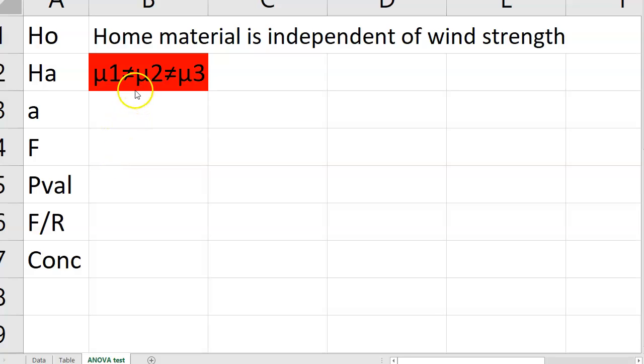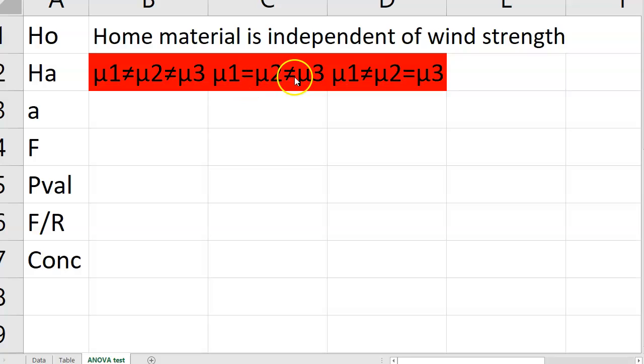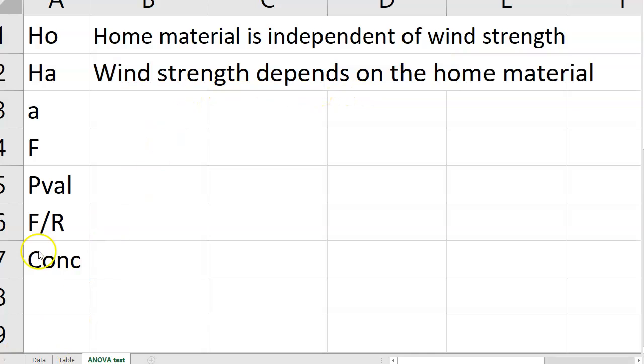But be careful not to use this as your alternative because that's not the same as the opposite of all of them being equal. The reason is you could have that mu1 and mu2 are equal, it's just not equal to mu3. Or maybe mu2 and mu3 are the same, but they're not equal to mu1. So don't try to put the alternative into symbols like this because you have to account for every possible way that that alternative could be happening. You have to have a sentence here that describes that changing what home material you're using does change how strong it is in the wind. Something to that effect. Let's use our classic 0.05 here for the alpha.